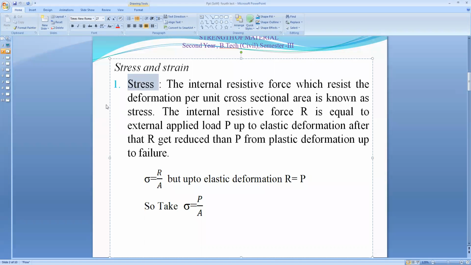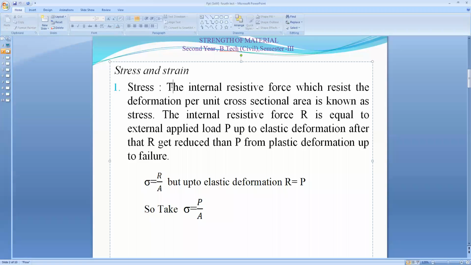Here I present the definition of stress. Please see what is meant by stress. The internal resistive force which resists the deformation per unit cross-section area is known as stress. This is the simple definition.